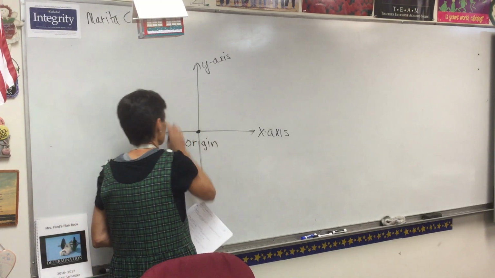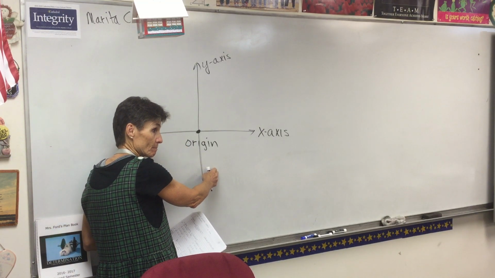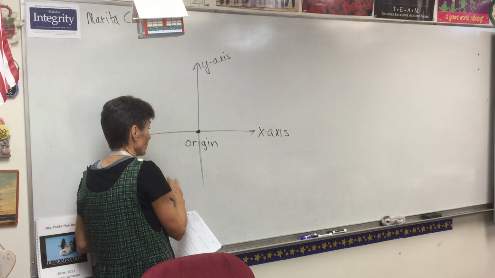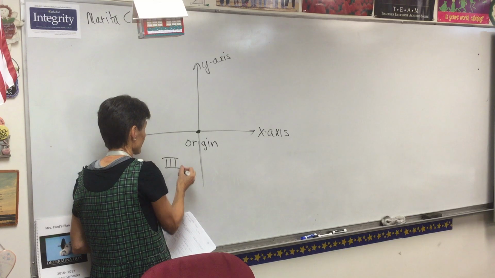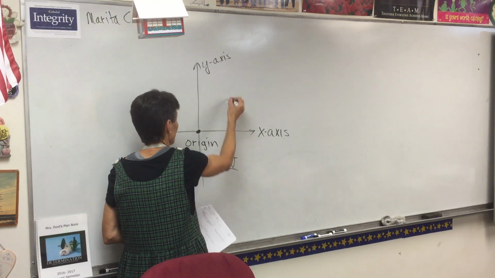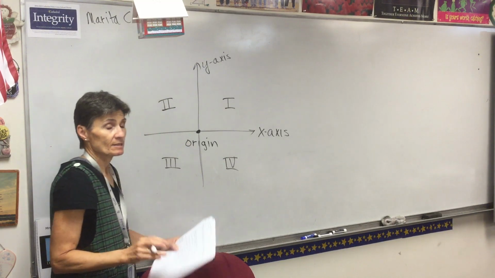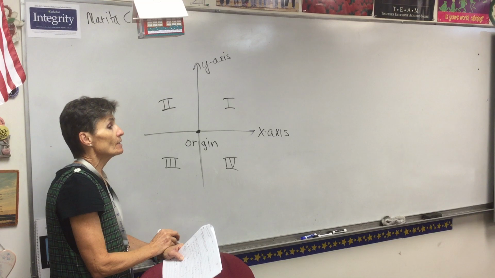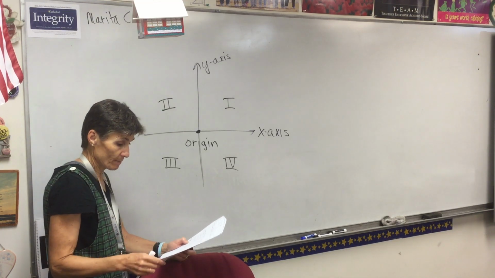These four things right here are called quadrants. How are the quadrants numbered? Which one is this? 3. That's quadrant 3. And this is 4, and this is 1, and this is 2, right? So since people often refer to, they'll say, oh, I have a point in quadrant 3. You need to know where that is. That's down here, quadrant 3.